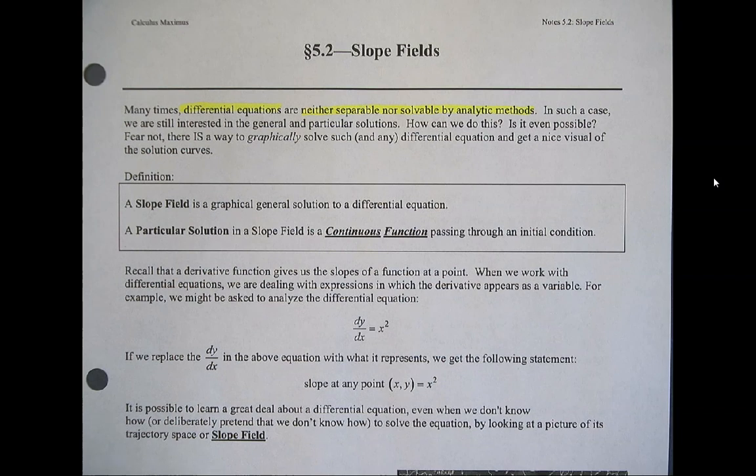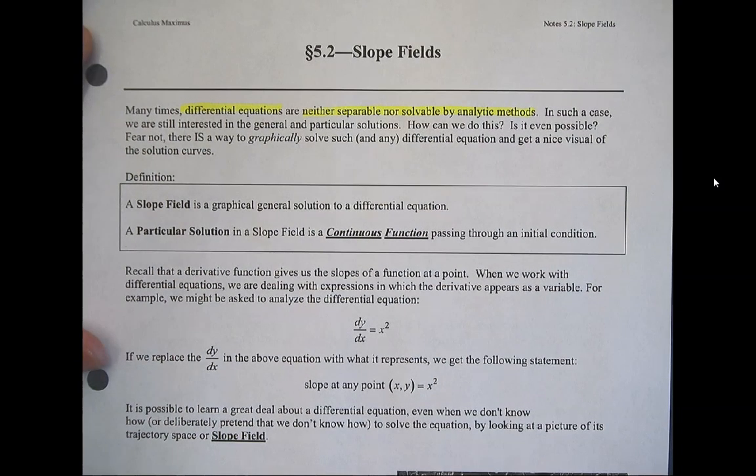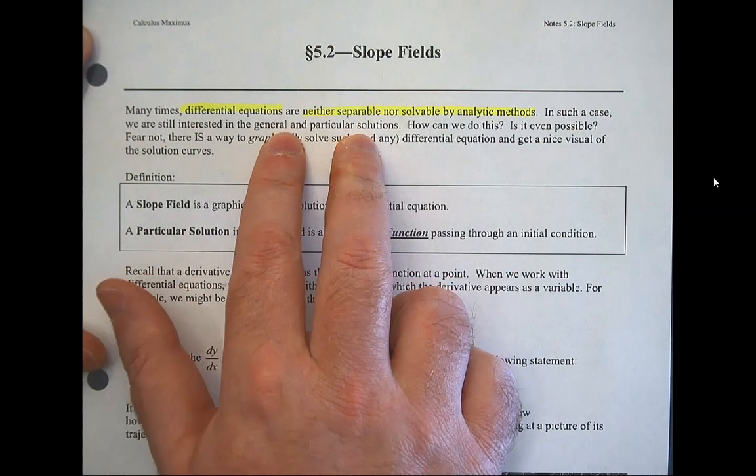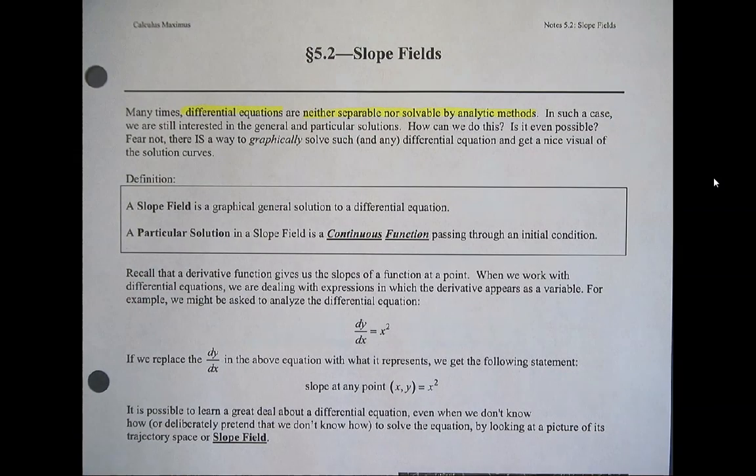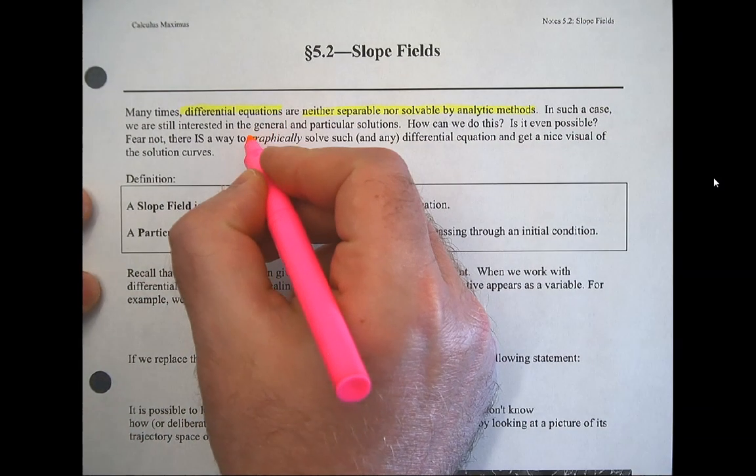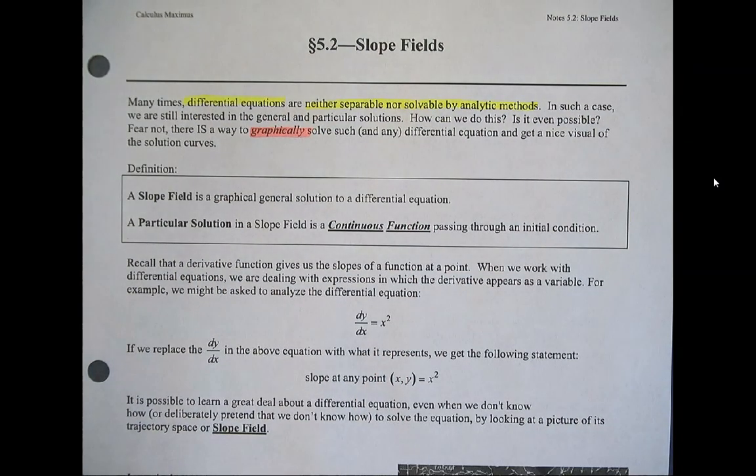So this is a method that we can use to still find general and particular solutions, but we do it graphically. So this is all done graphically. We have a picture of those solutions as opposed to an actual equation.